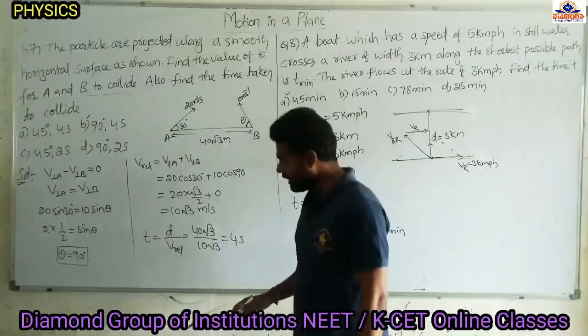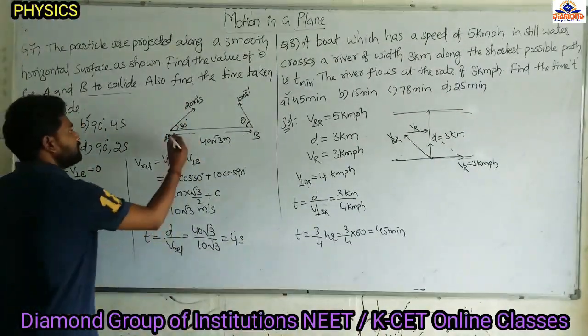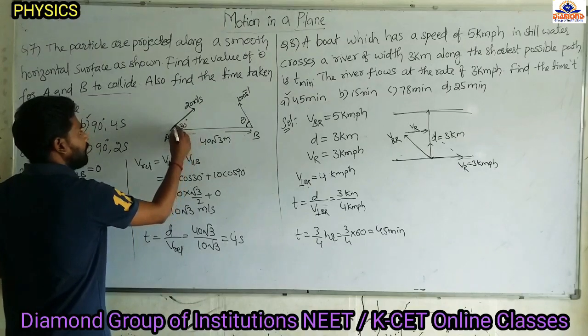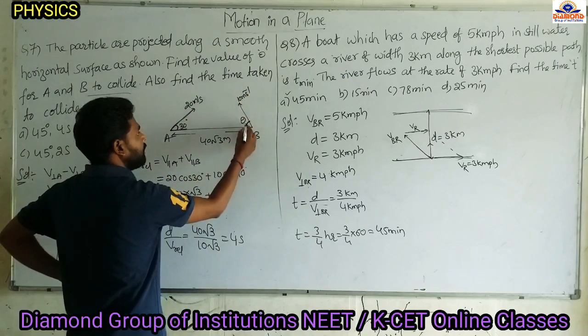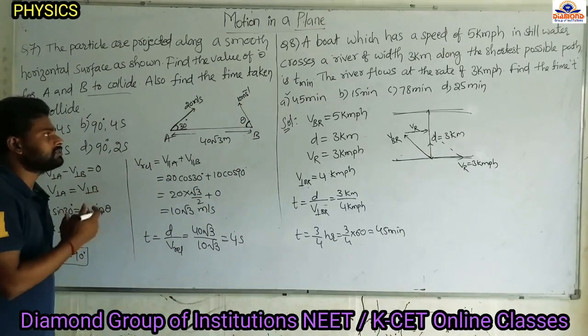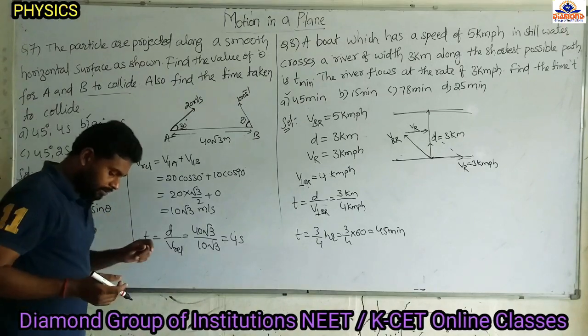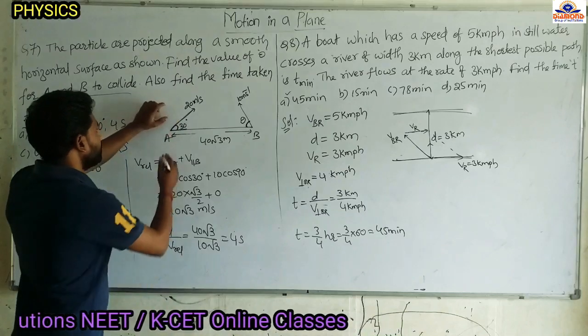Okay, this is the diagram they have given. Now see this diagram: A is projected with 20 meter per second, making an angle of 30 degrees with the horizontal. B is projected with 10 meter per second, making angle theta. When will these particles collide? Okay, see here, this velocity will be resolved into its components.